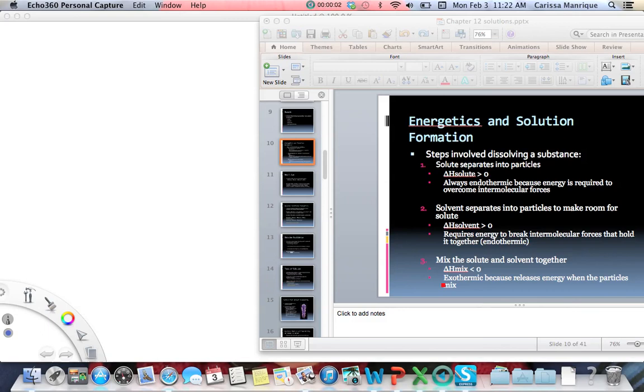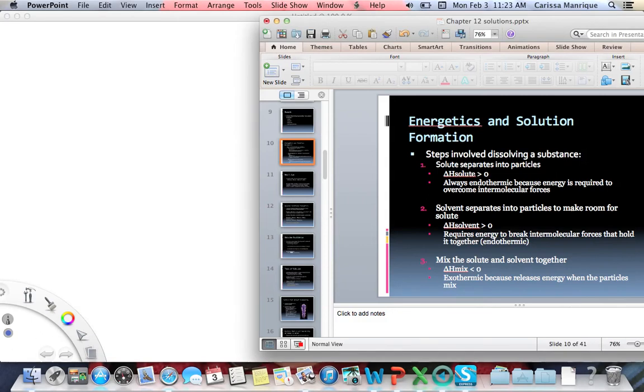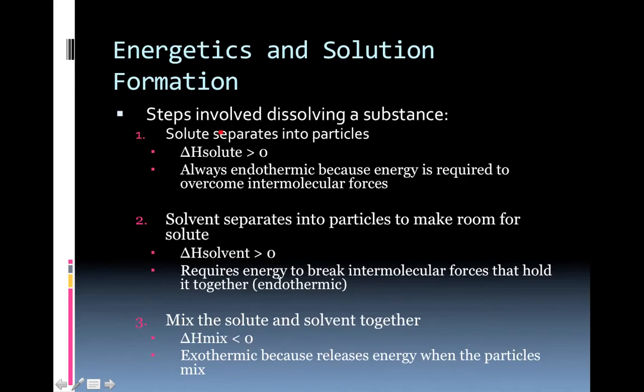We sort of defined what a solution was, and we explained solubility and the different trends. Now let's look more into the energetics of a solution. Here's what's involved here. Let me maximize this. We've kind of already gone over this before.